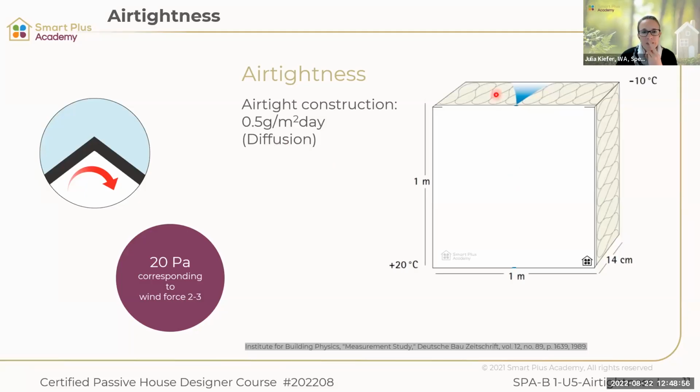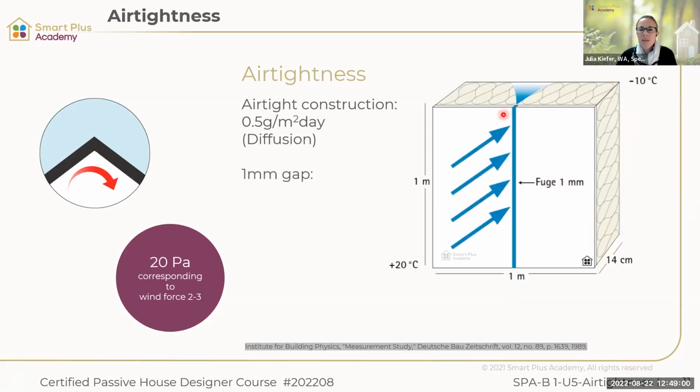But what would happen if in this 1 square meter of structure we have now a 1 millimeter gap? Fuge is a German word for gap. So a 1 millimeter gap over that 1 meter. Maybe have a little think about what you think, how much water we would have if we'd have that compared to our vapor movement.